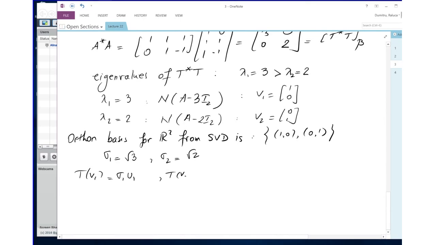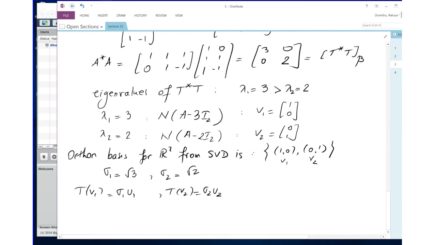And T of V2 is sigma 2 U2. All right, what is T of V1 and V2? Well, we computed that already. It's part of the matrix A. T of V1 is 1, 1, 1.